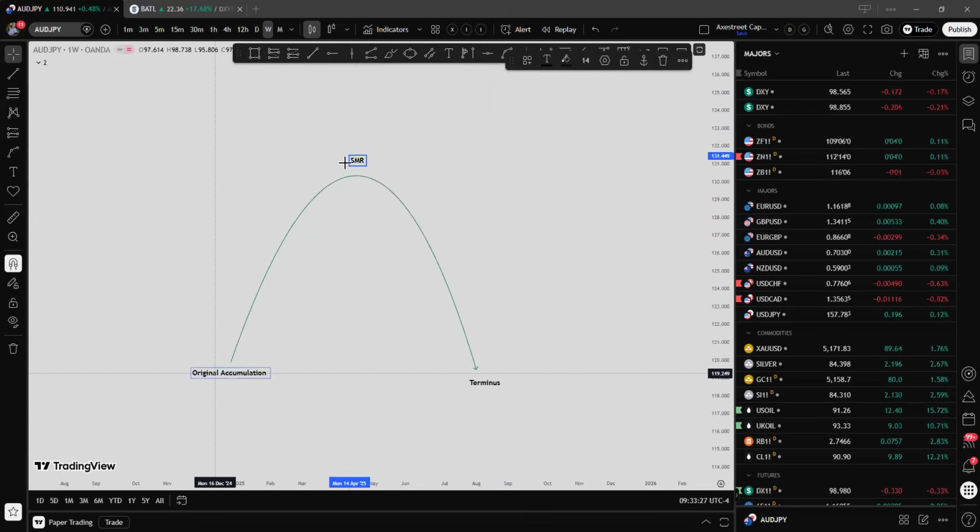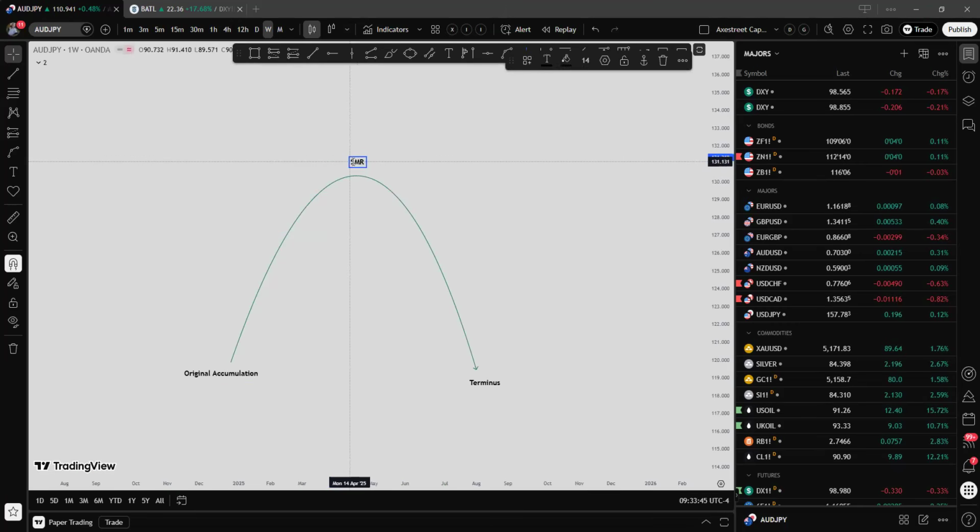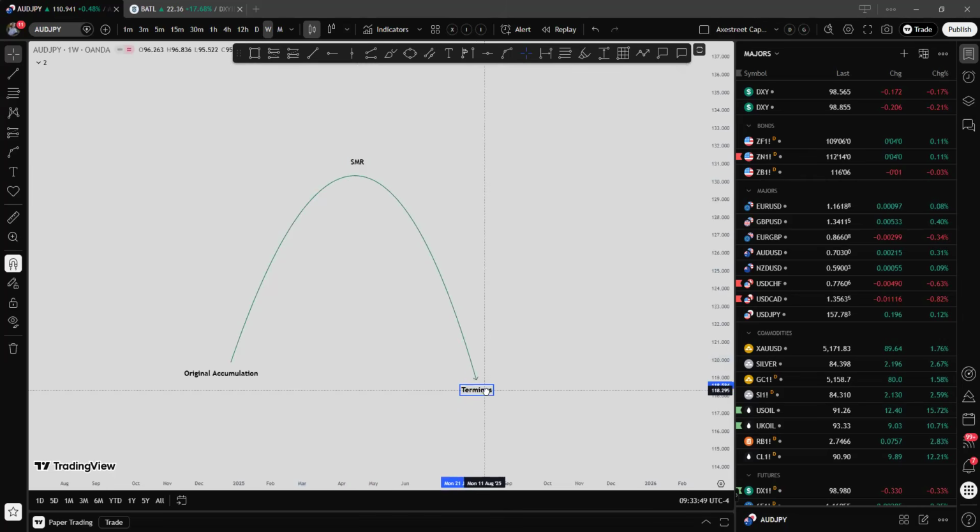Excellent. So these are the three phases of a market maker model that are most important for a new trader to understand what the market is busy doing, right? So this is the original accumulation. The market trades higher into a higher time frame key level. We see the smart money reversal takes place here, and then the end objective is this terminus level, where the market offloads the orders below the original accumulation.